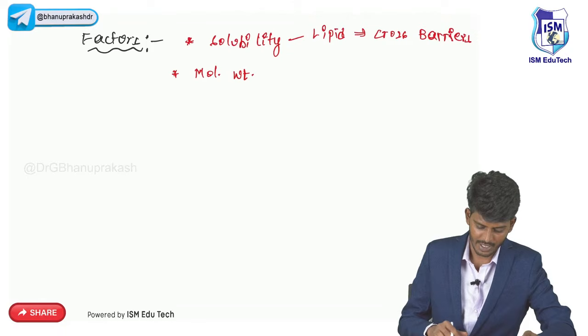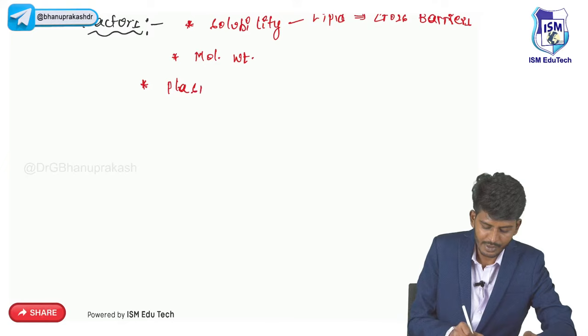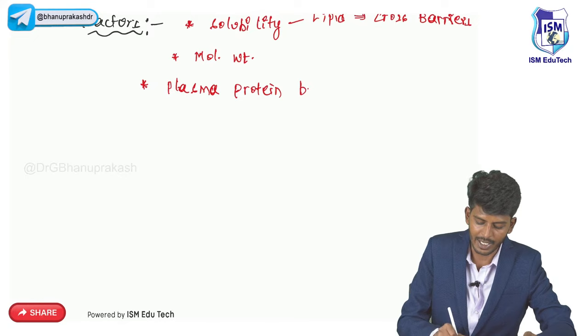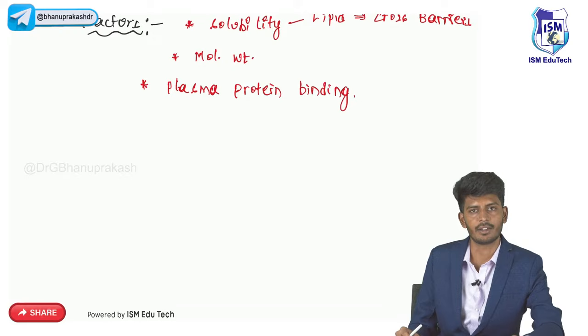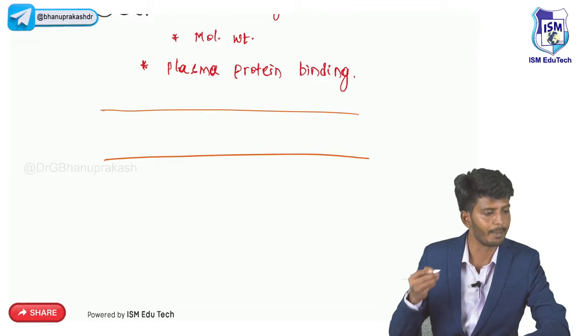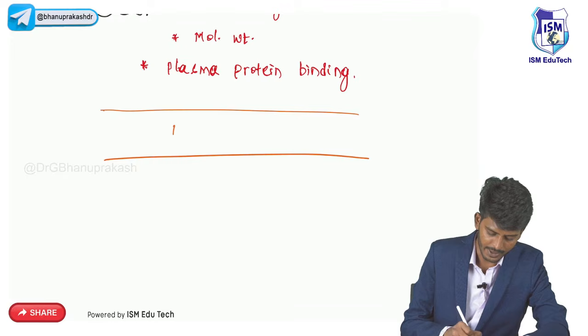Apart from that, is there anything else, sir? Yes, there is one important thing. This is the important concept: plasma protein binding. Now, plasma protein binding capacity. Very easy to understand. Very interesting. And the most important thing, look here. What do I mean by this? Let's consider this is one blood vessel. Now, inside this blood vessel, what do I have? Blood is the basic answer. To this blood, what do I have? Here I have it. Right?